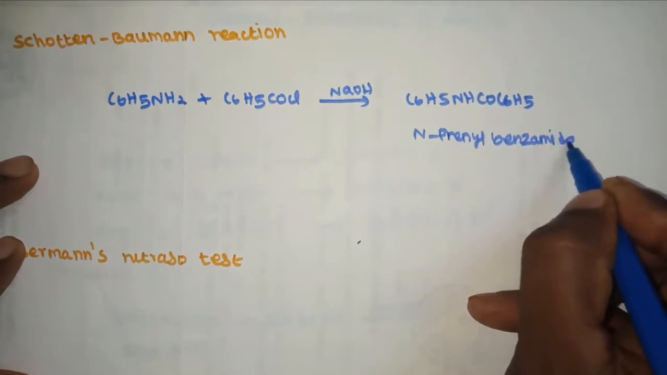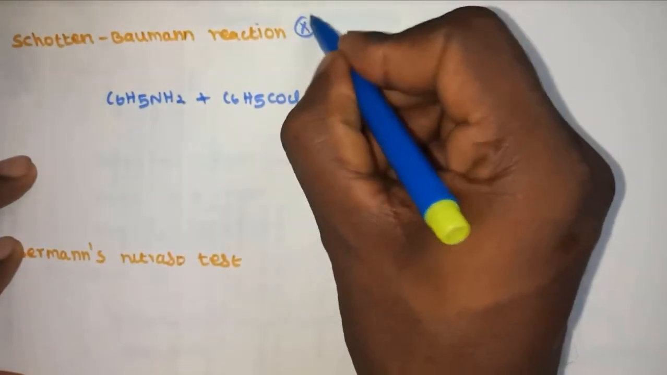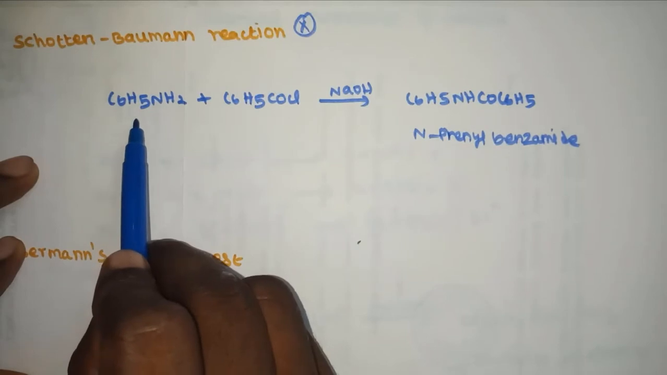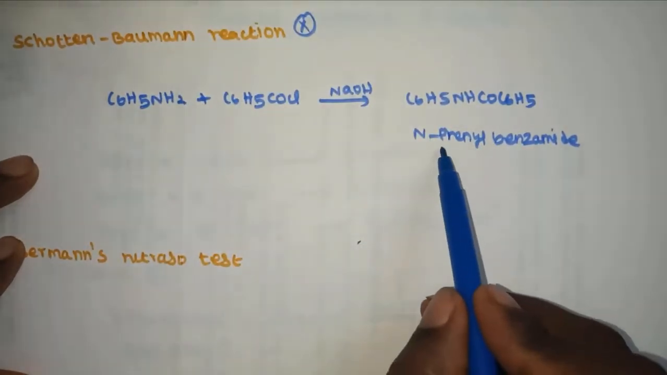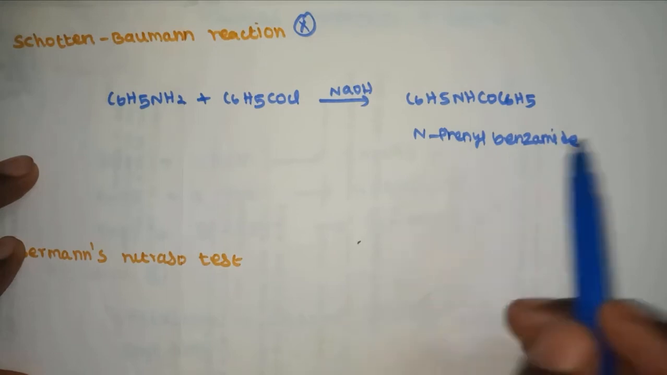This reaction is called the Schotten-Baumann reaction. This is a very important named reaction. When aniline reacts with benzoyl chloride in the presence of sodium hydroxide, it forms N-phenyl benzamide. This reaction is called the Schotten-Baumann reaction.